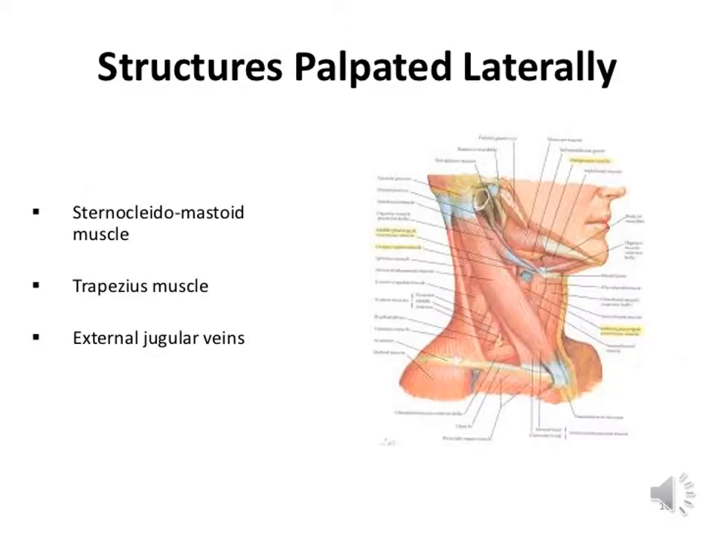Laterally, the structure palpated is the sternocleidomastoid muscle, a very big muscle that is a good landmark for the neck. And we have trapezius muscle in the posterior border of the neck, and we have external jugular vein between the sternocleidomastoid muscle and trapezius muscle.